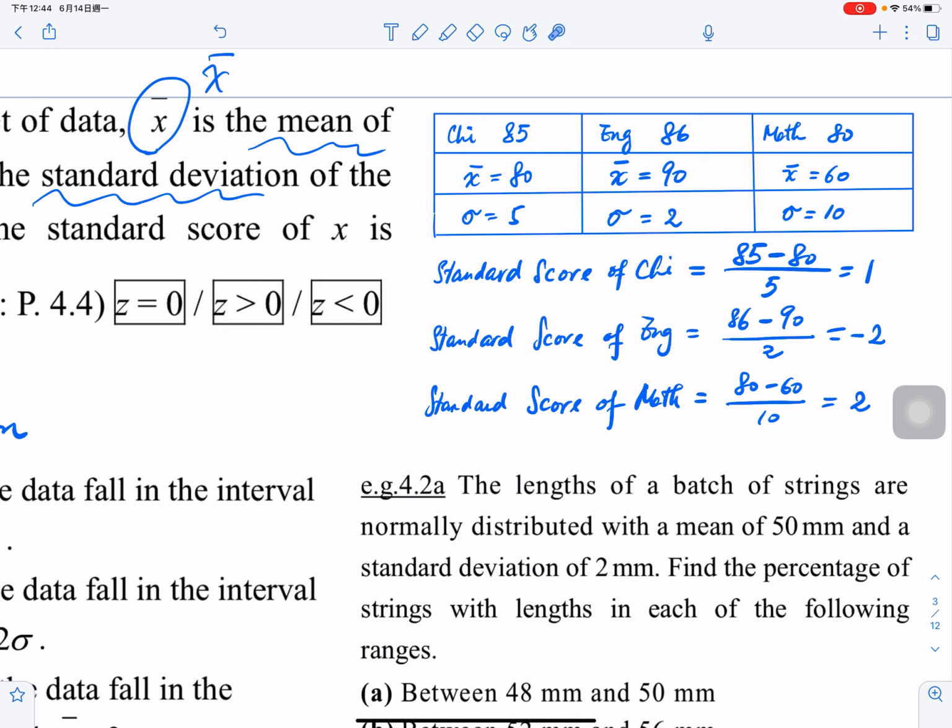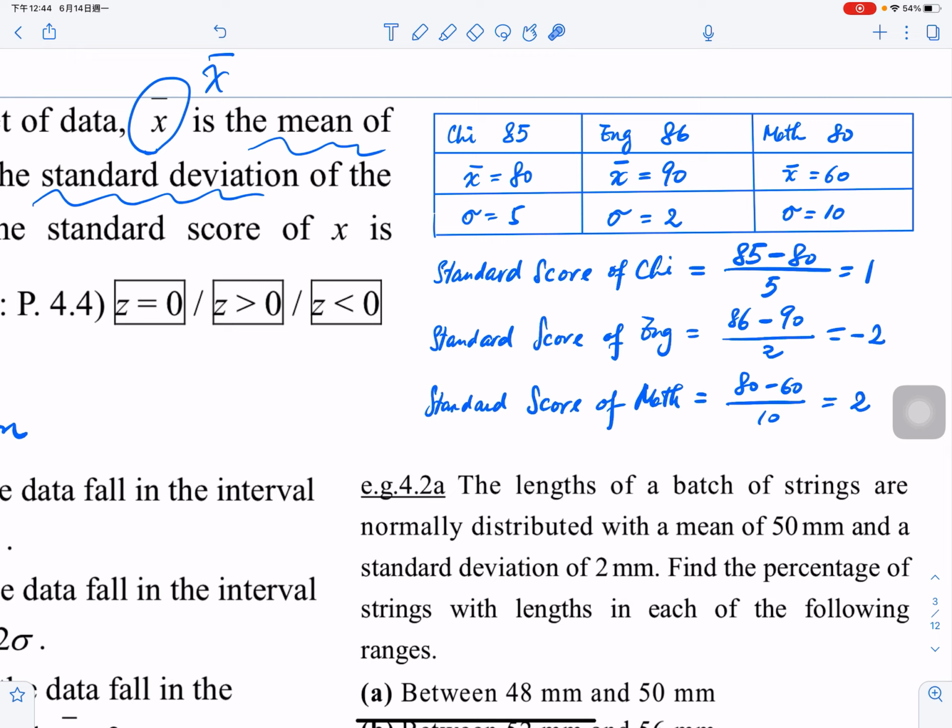Okay, so you found that even though English is the highest mark, the standard score of English is negative 2. Negative 2 means worse than the mean. The standard score of mathematics is 2, and now English is negative 2, so this one is far away from the mean.